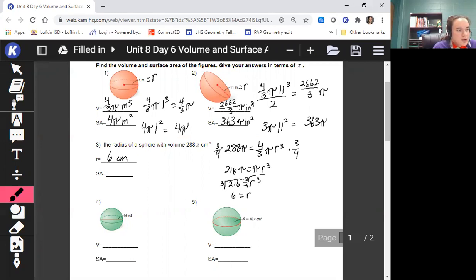And then we need to find our total surface area. So 4 times pi times 6 squared equals 144 pi centimeters squared.